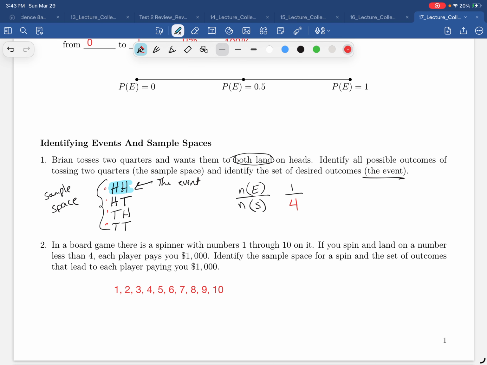Or, just like what we spoke about a little bit ago, we could say 1/4, or you could say 0.25, or you could say 25%. If I'm being very honest, I would probably just write it as 1/4 and be done with it, though.